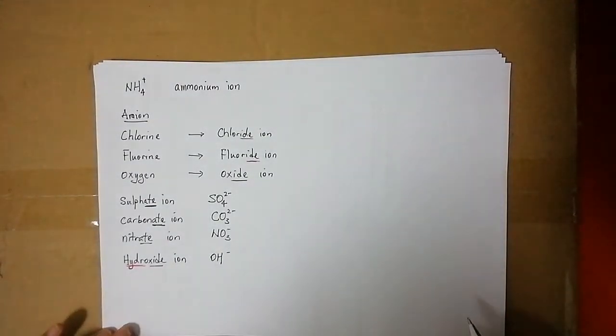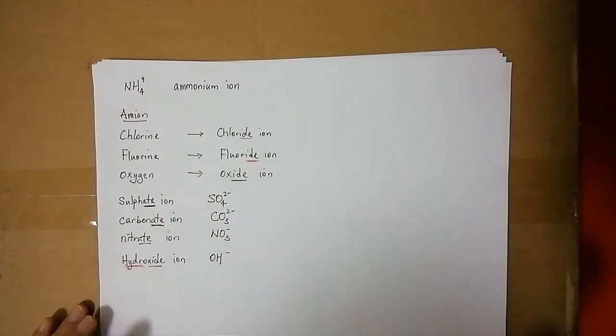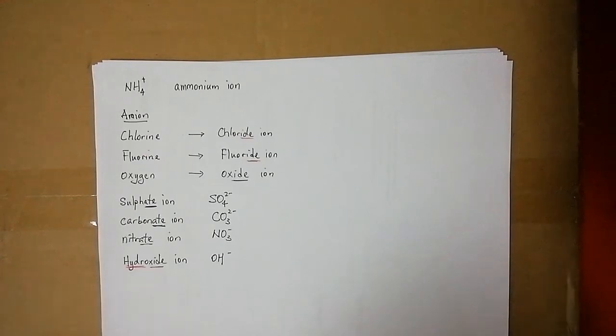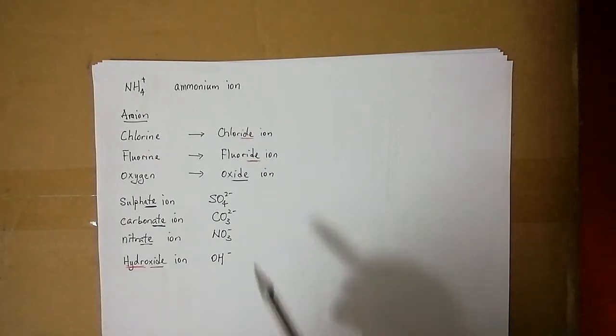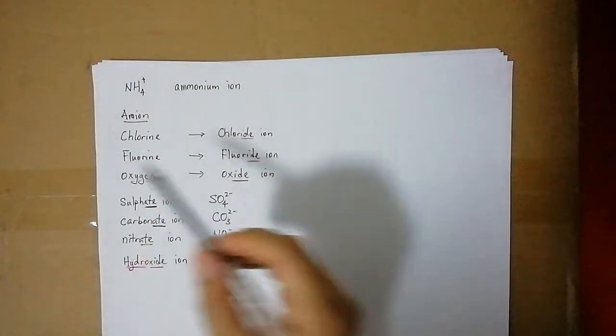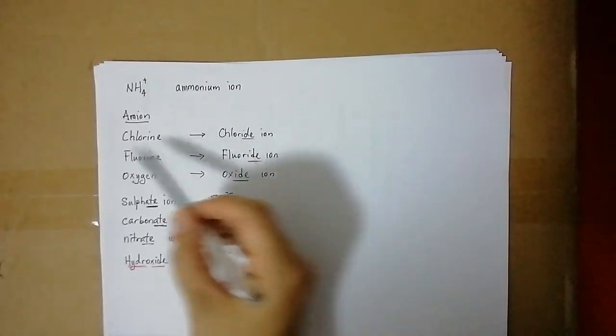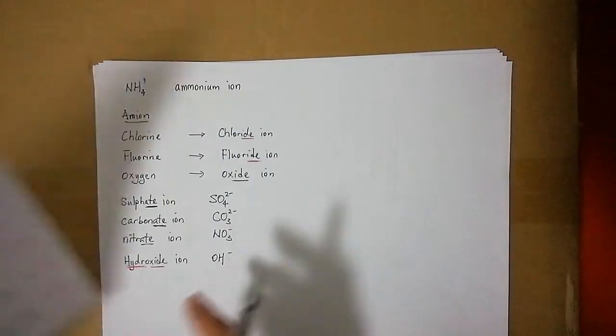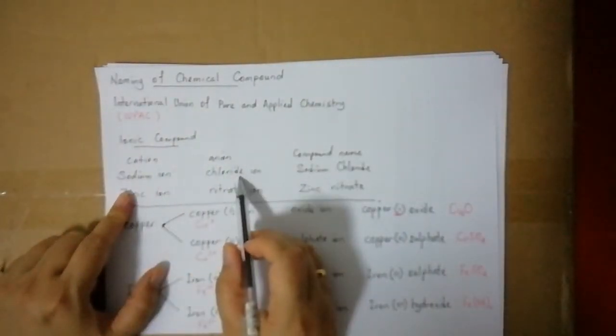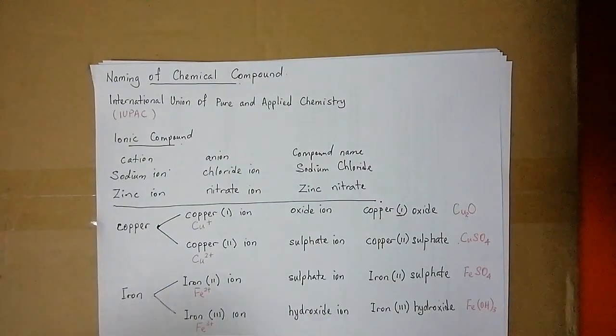So these are some of the naming of anion and cation. When we name the compound, we just combine the anion and cation names, but we take out the word ion, like I said just now. Sodium ion, chloride ion, becomes sodium chloride. So you just take out the ion.